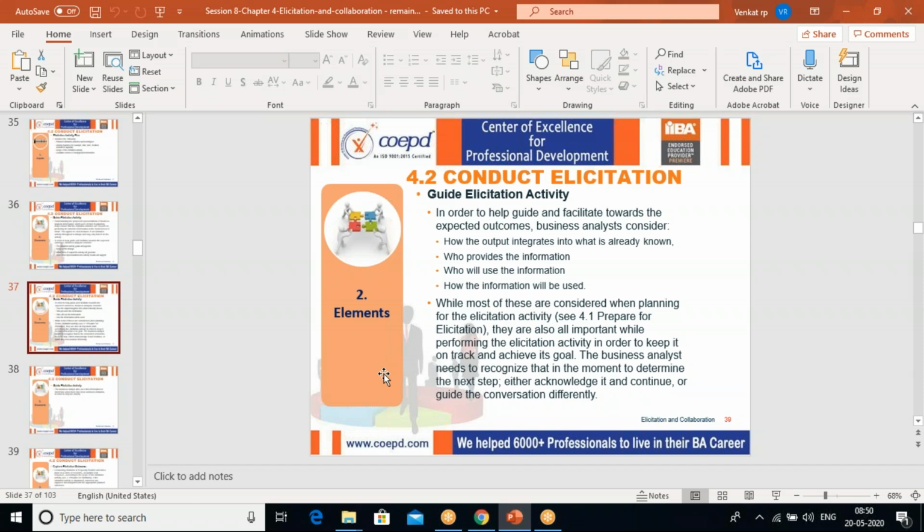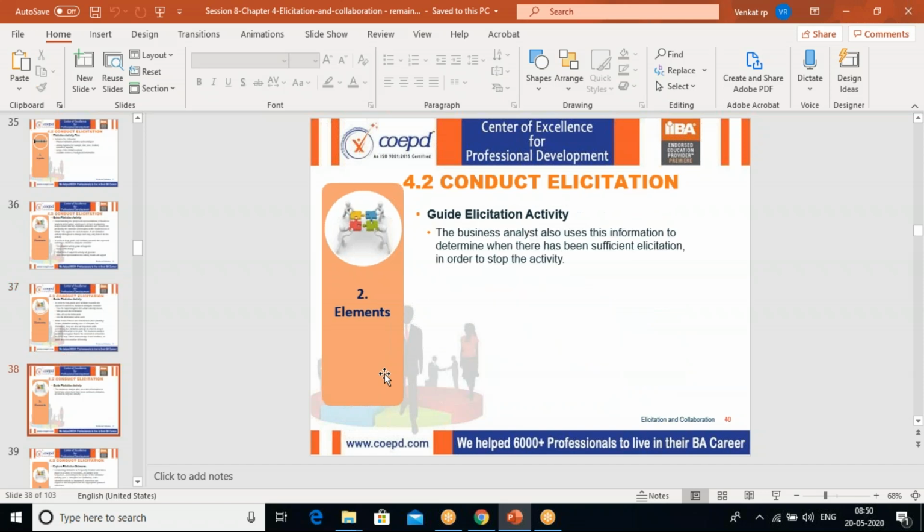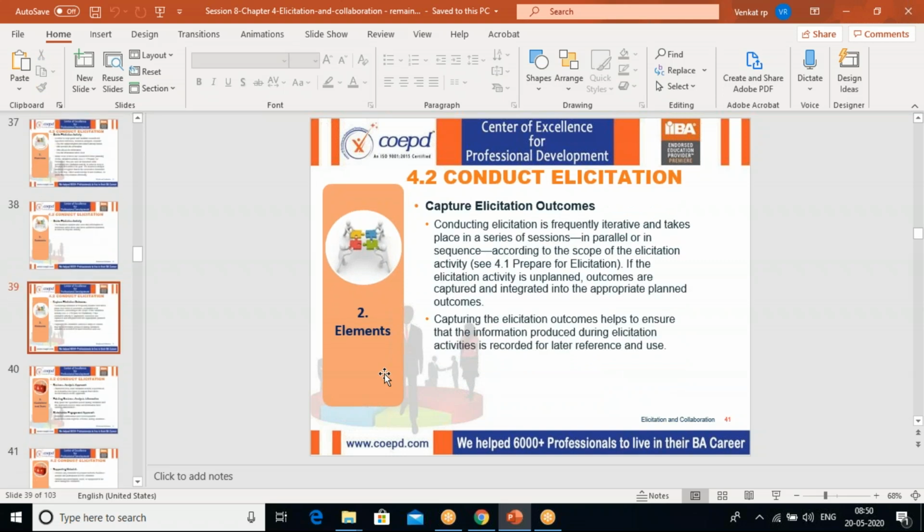The next element here is capture elicitation outcomes. Elicitation is a continuous process. Please understand, elicitation is a continuous process. It is not done only before the project begins, or only in the requirements gathering stage, with no communication with the client later on. It's not the case. It is a continuous process right from day one until the project is delivered. We will be eliciting information, understanding the requirements, and getting information from the stakeholders.